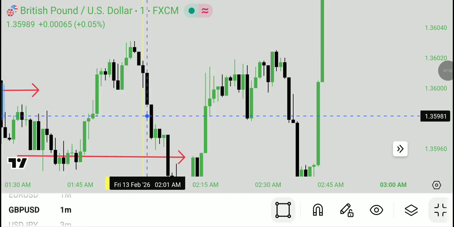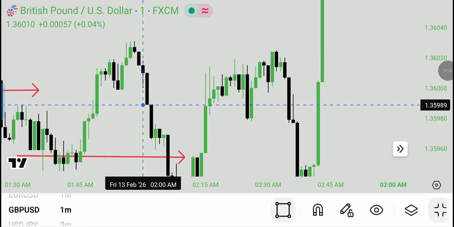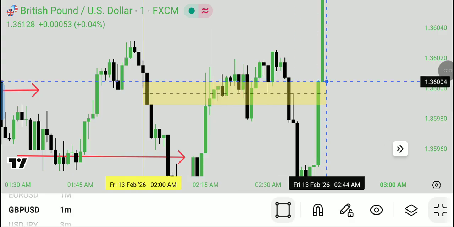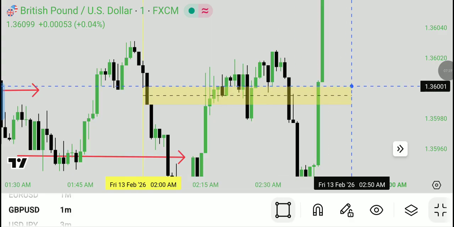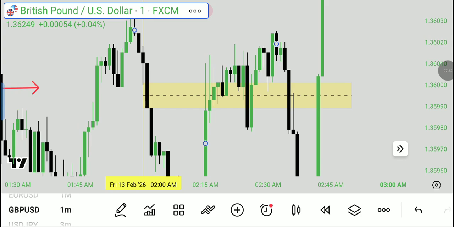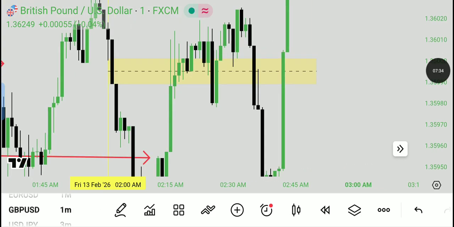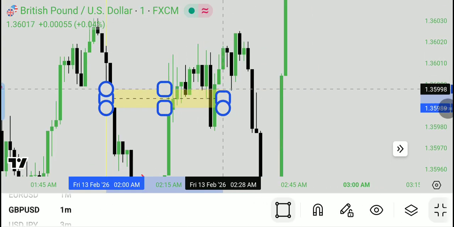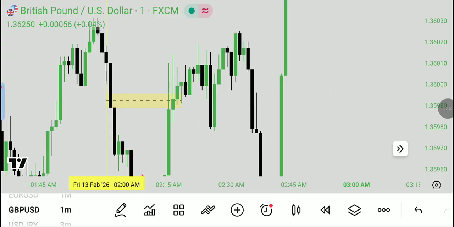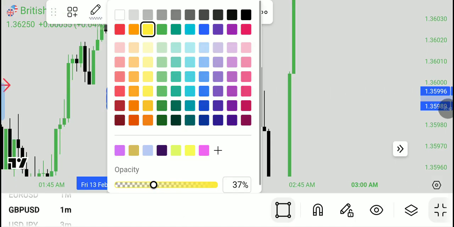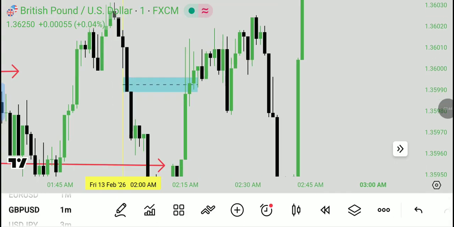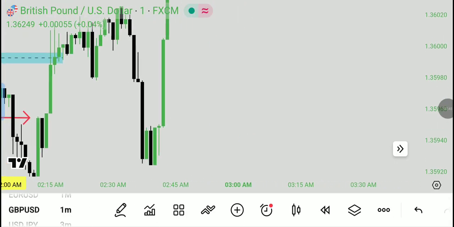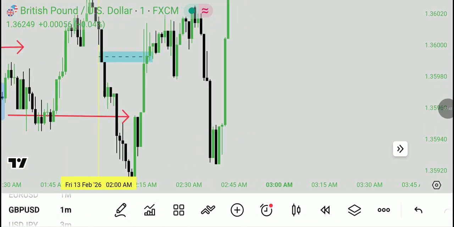And fill this gap. You can see the gap. Fill all of them and still keep pushing down. Comes down and fill the gap and keep pushing up. Let me color it blue so you can understand. And keep pushing up, then drop one more time.